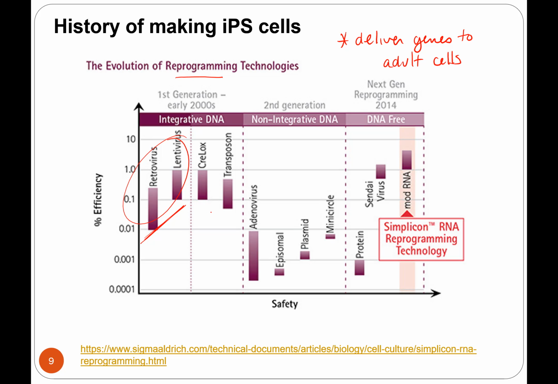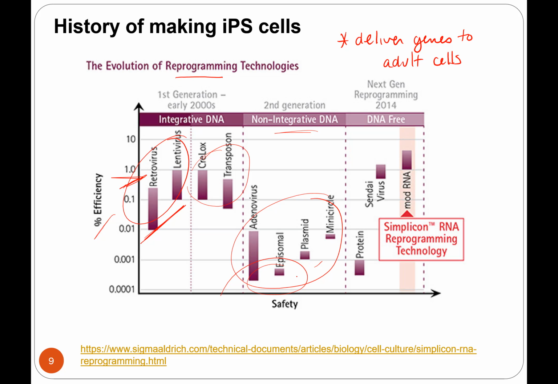So they've tried lots of different approaches. Transposons are another way to integrate the DNA. The second generation was non-integrated DNA, and what I want you to see is the efficiency went way down. You were only talking about 1% efficiency before, and now you're down to 0.001% efficiency. So this is really not good. It means it's taking a lot of resources and a lot of time to try to reprogram these adult cells to pluripotent stem cells.